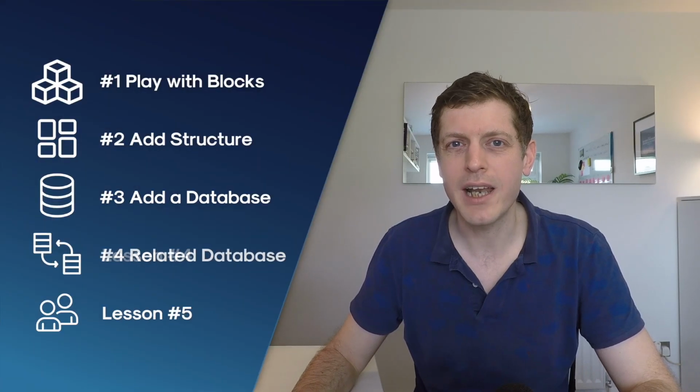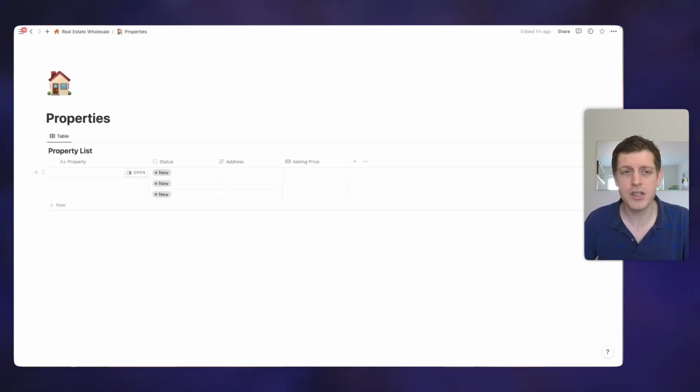Lesson 4 is a related database. In the previous lesson, I showed you how to create a simple database for your estate agent contacts. And as you can see here, I've created a similar one for properties. So this is just a list of all the properties that we're currently interested in potentially selling on to other people. But of course, a property is connected to an estate agent, and we want to then go and connect these two databases together. And that's where Notion becomes really, really powerful.